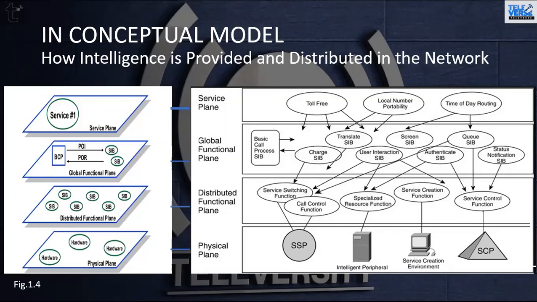Okay, so you will see the status notification SIB also pointing to the service control function, which is pointing to the SCP. The status notification SIB. So for example, your number is bad or disabled or whatever, you can just get a notification on your phone alerting you that your number is bad or disabled. So it's a status notification which is handled by a particular service independent building block. Okay, so that is for the global functional plane.